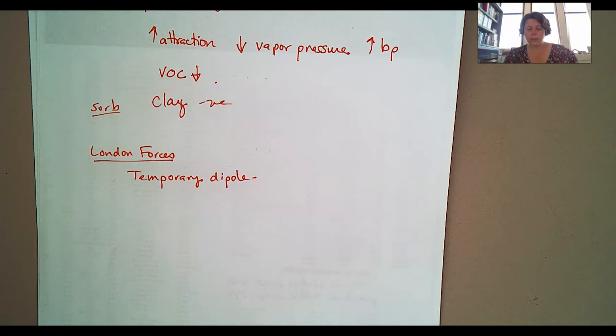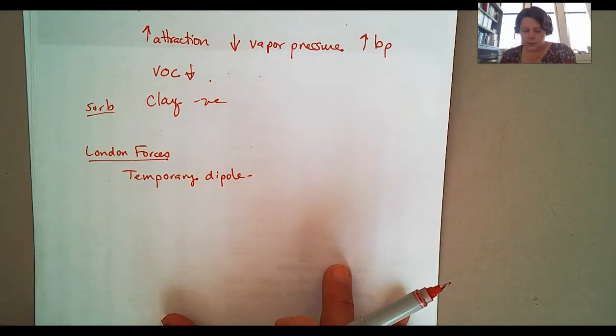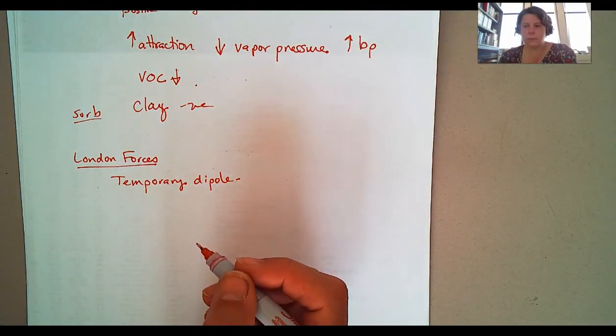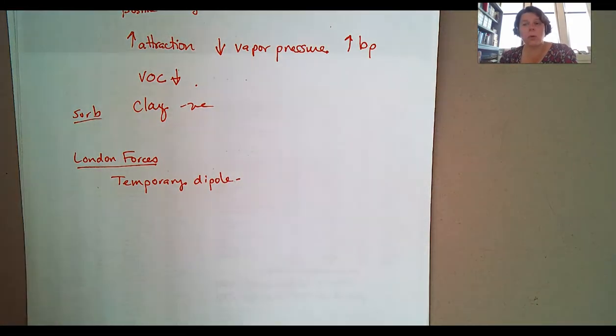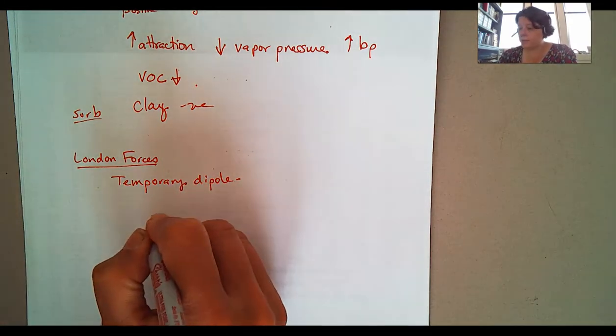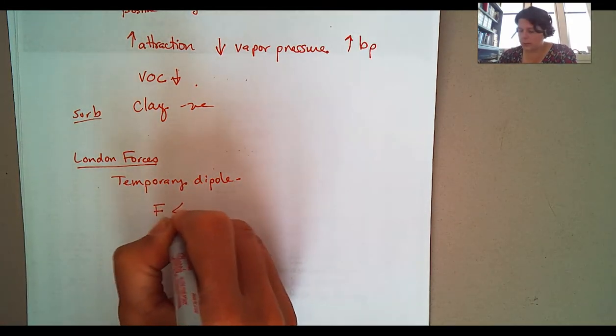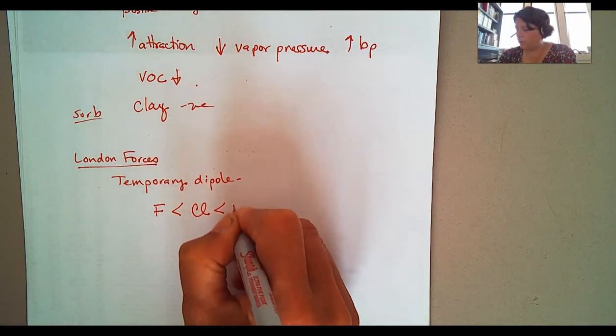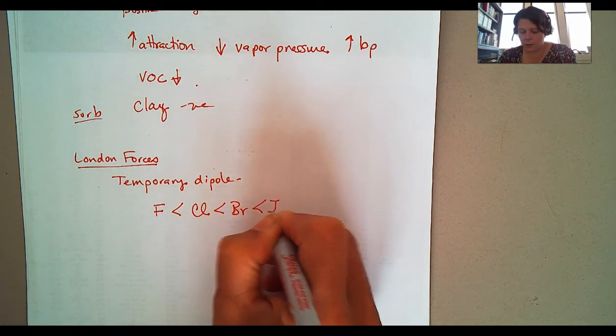So it really depends on the shape of the molecule. The more electrons from the nucleus, the easier it is to do this. An example of a temporary dipole that's very important for us is when we get to the halogens. So we get fluoro is less than chloro, which is less than bromo, which is less than iodo.